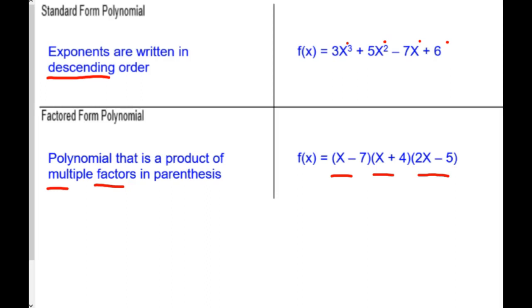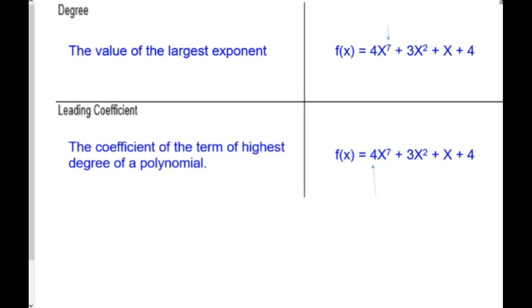So, headphones. Now, next one. Okay, let's write these down. Degree, it's the value of the largest exponent. Okay? The largest exponent. Now, you can barely see it here, but does everyone see the largest exponent is 7 on that example? We call this a degree 7, or a 7th degree polynomial.